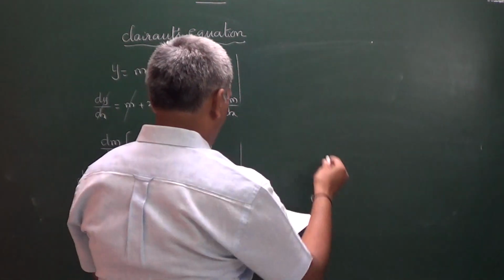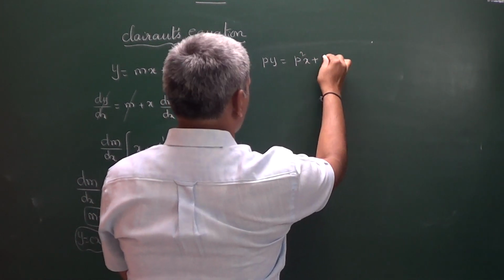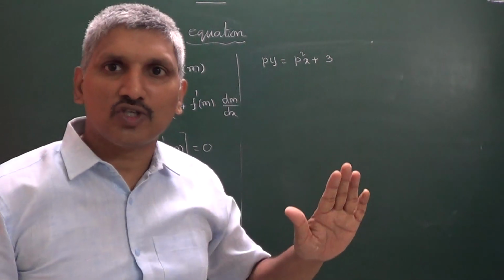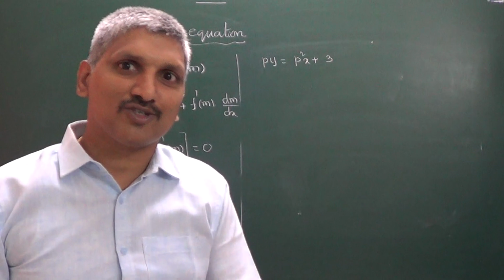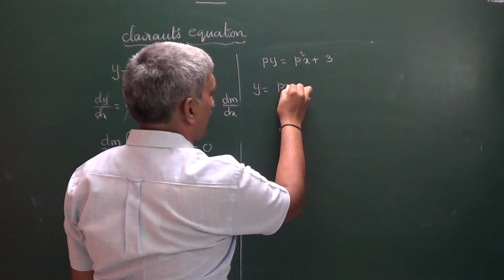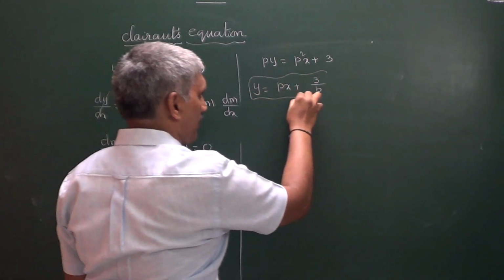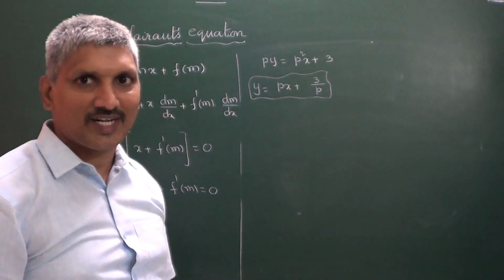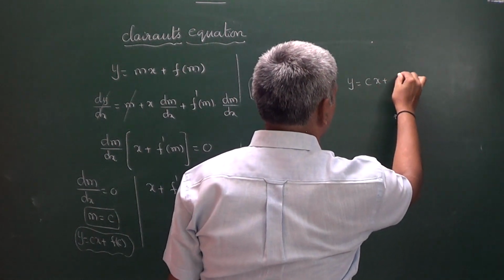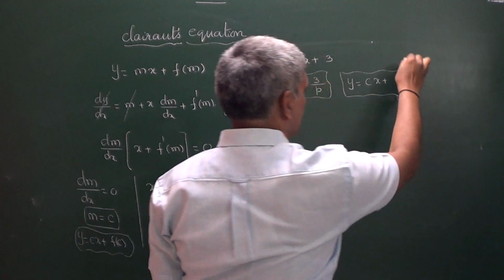So the question is given like this: py is equals to p square x plus 3. I am going to find out the general solution and also the singular solution, that means the curve, that also we are going to find out. Pay attention here. We can write this as y is equals to px plus 3 by p, where p is equals to m. That's why the general solution we can write as y is equal to cx plus 3 by c.